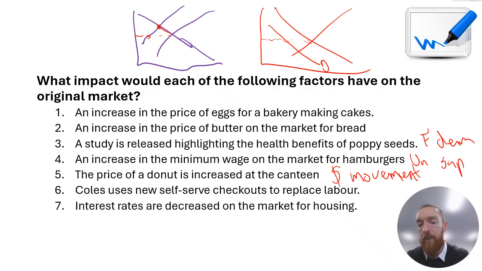Coles using new self-serve checkouts to replace labor. Well, that is going to be favorable for supply as they now have a lower cost of production or they're more efficient. And interest rates are decreased on the market for housing. That could be either demand or supply, but either way, it's going to be favorable shift for both demand and supply.